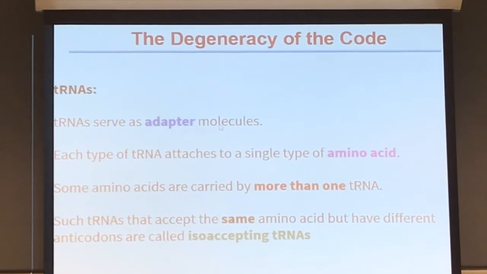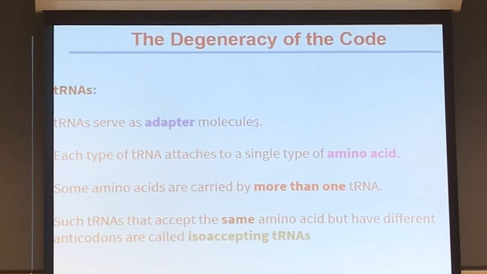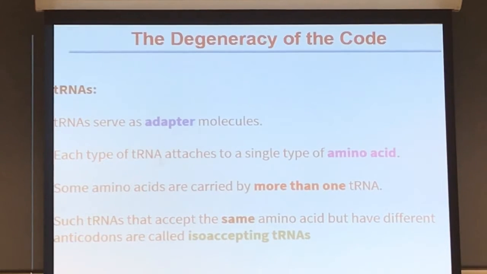And then moving on, if the cell has to synthesize proteins, then amino acids have to be supplied to the ribosomes. And transfer RNAs serve as adapter molecules for this. Now, what do transfer RNAs do? Transfer RNAs are very specific for the amino acid that they carry. Every transfer RNA can only carry one specific amino acid. So each type of transfer RNA attaches to a single type of amino acid. Some amino acids are carried by more than one transfer RNA.